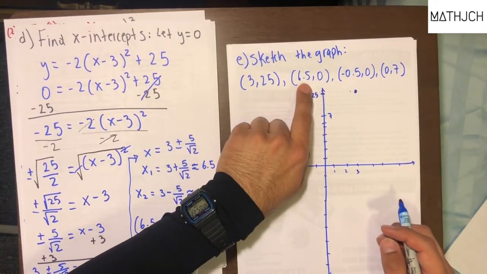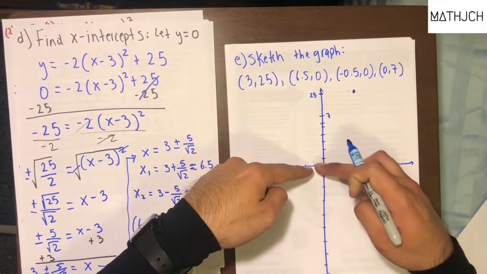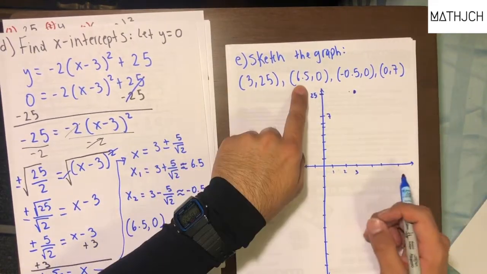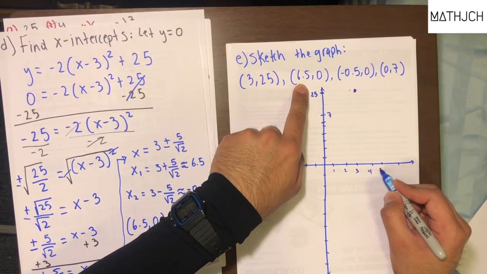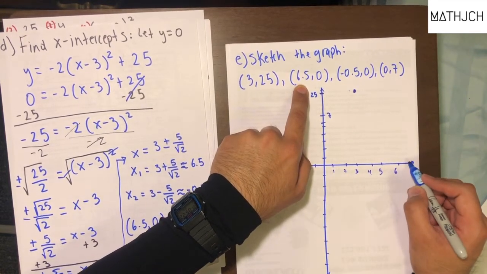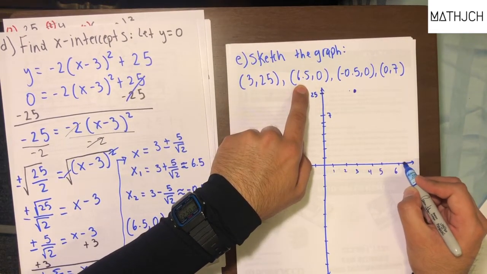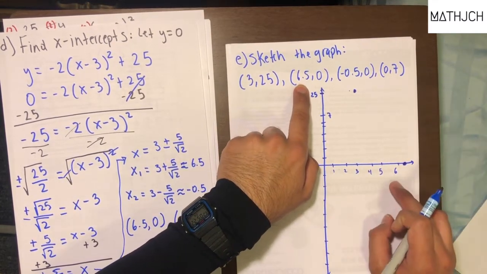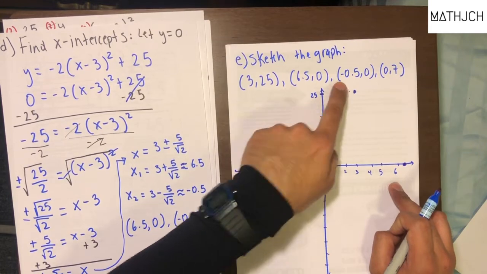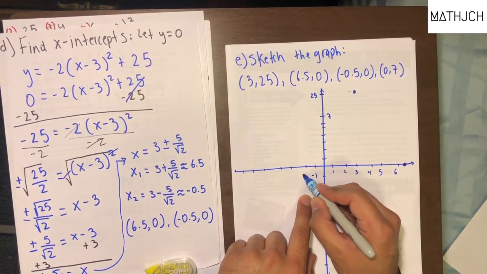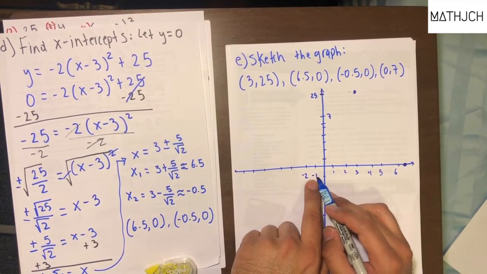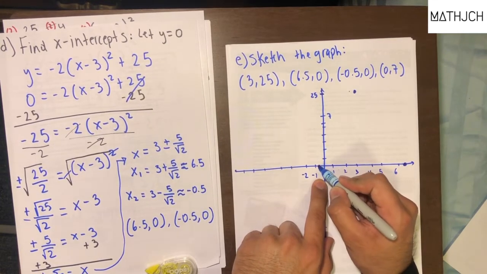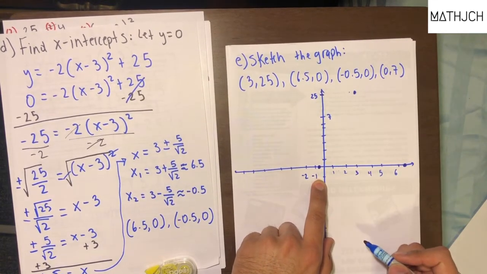Second point will be x-intercepts. So they're always gonna be on this x-axis, okay? 6.5, 4, 5, 6. So 6.5, it's around here, right? It's a little bit to the right of 6. And then -0.5, which is between -1 and 0. So let's say it's about there.